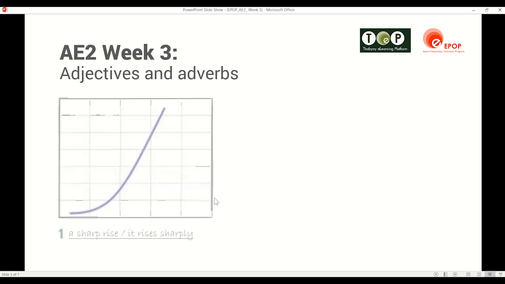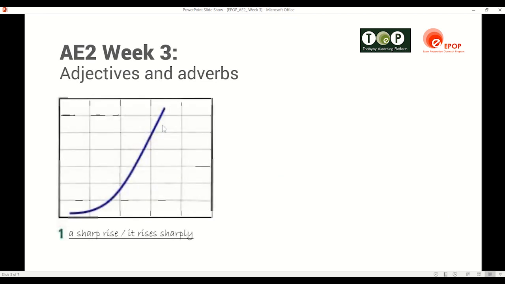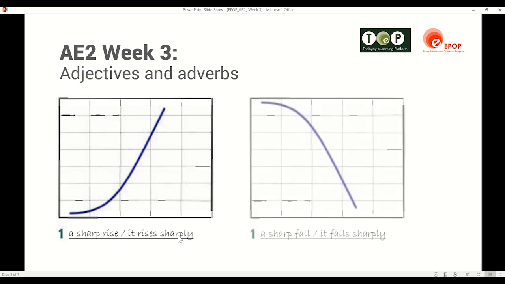Okay. So I've given here an example of a graph with this curve, and here is both the adjective and the adverb to describe this particular curve. So a sharp rise, it rises sharply. Okay, and if we invert that particular graph, we get a sharp fall, and it falls sharply.